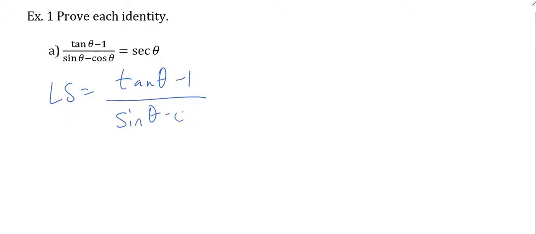Sine theta minus cos theta, and the right side is secant theta. What do you think? Very good. Somebody had an interesting idea this morning. Change this one to 1 over cos. And the only reason why you might do that is because we're going to change everything else to sine and cos. I know I'm done on the right side after that.